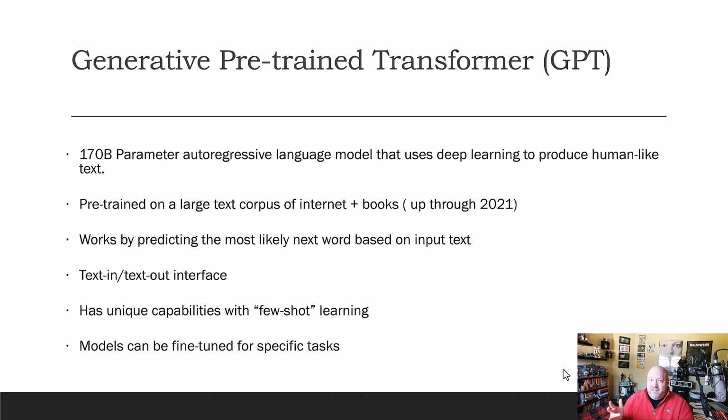It works by predicting the most likely next word based on the prompt that the user enters. And then it's a text in, text out interface. And I'm going to show you in another video a demonstration of how this works. And as I mentioned, the models can be fine-tuned for your specific tasks and your specific data sets.